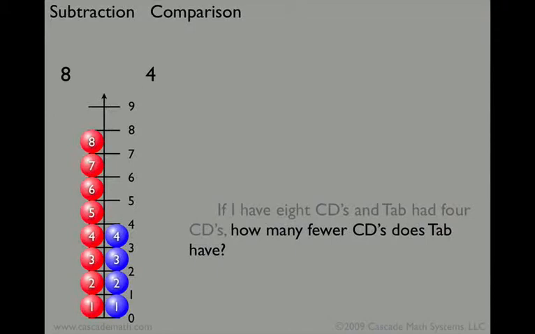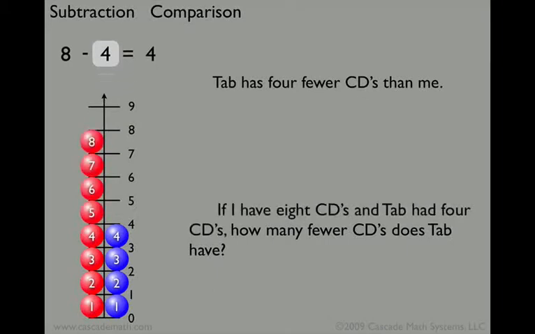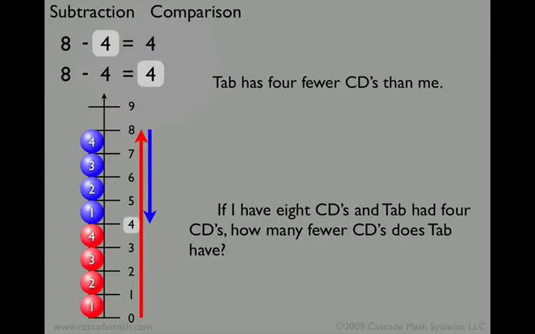Let's compare the number of CDs and see how many fewer CDs Tab has. 1, 2, 3, 4. Tab has 4 fewer CDs than me. Let's look at another way of solving this problem. If I took the number of CDs I have and subtracted the number of CDs Tab has, it would tell me how many fewer CDs Tab has. 8 minus 4 equals 4. Tab has 4 fewer CDs than me.